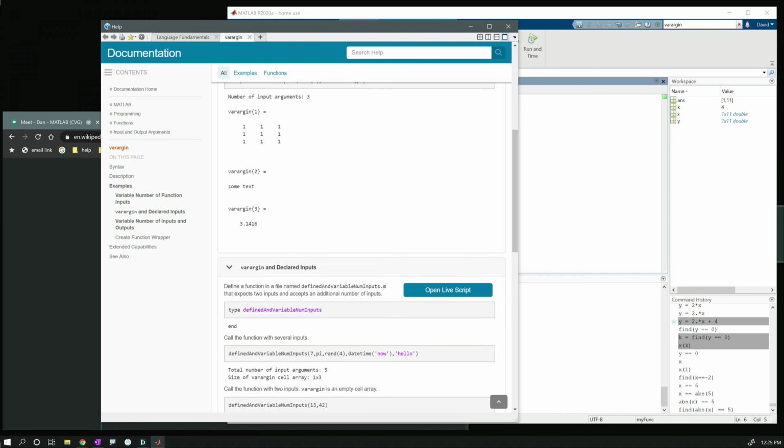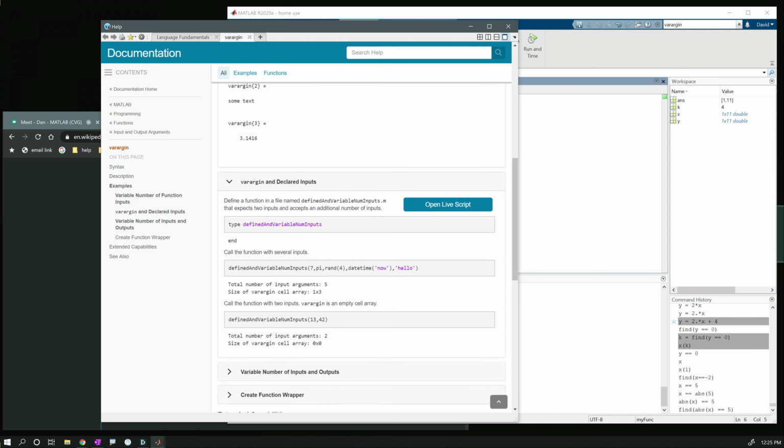Right? Now here's some where we have 2 inputs, and then it accepts additional inputs, and that's like the one that your professor is asking you to write. So total number of input arguments, 5. 1, 2, 3, 4, 5. Do you want me to zoom in, or can you see it? Yeah, would you mind zooming in a little bit? Sure.